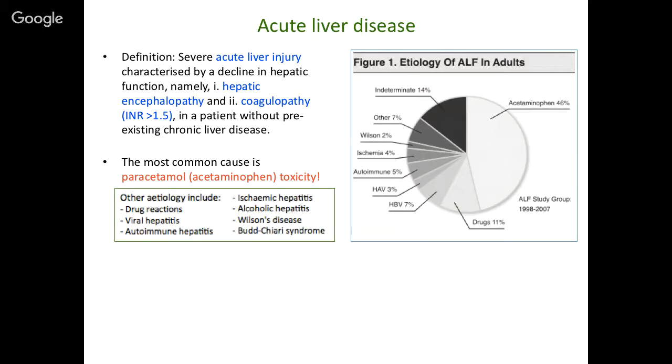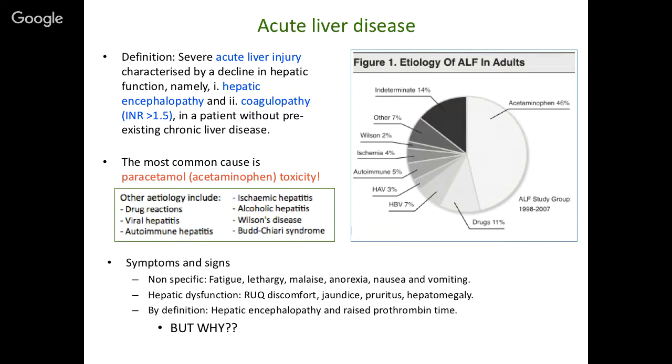Wilson's disease, excessive copper deposition. What sign would you see in the eyes with Wilson's disease? Everyone? Good. Kayser-Fleischer rings, yes. And Budd-Chiari syndrome is another one as well. Does anyone know what Budd-Chiari syndrome is? It's hepatic vein thrombosis, okay? It's different to portal vein thrombosis. Yeah, so there's a few other causes as well, but the main cause of acute liver disease is paracetamol overdose.